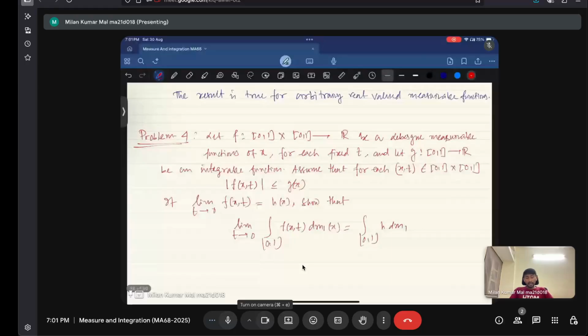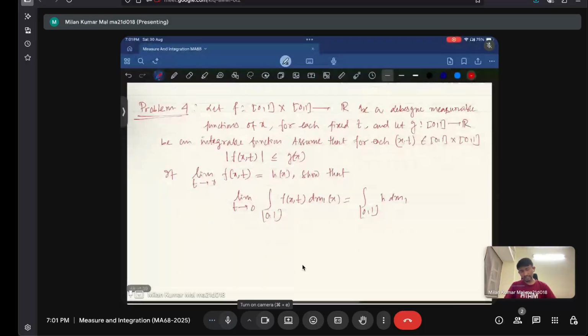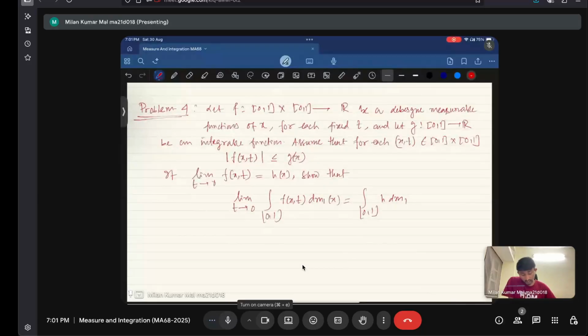Okay, and for each fixed second variable, the function is measurable with respect to the first variable, and g is another function. Okay, and that is also integrable. Also it is known that mod of f(x,t) is less than or equal to mod of g(x) for all x, and for each fixed t this is what happens. Okay, if limit t tends to 0 of f(x,t) is equal to h(x), so that this happens.